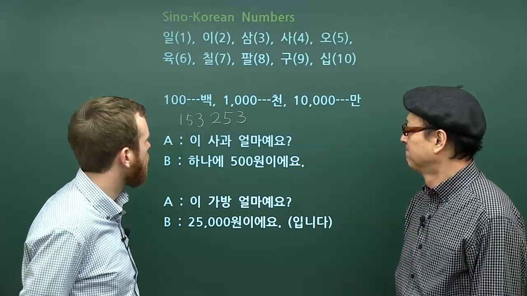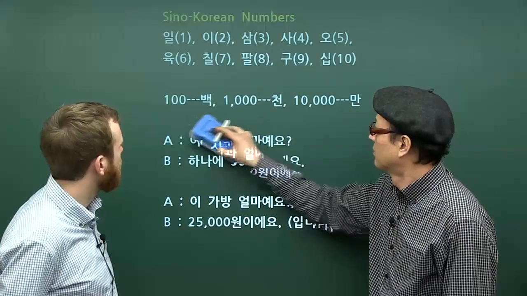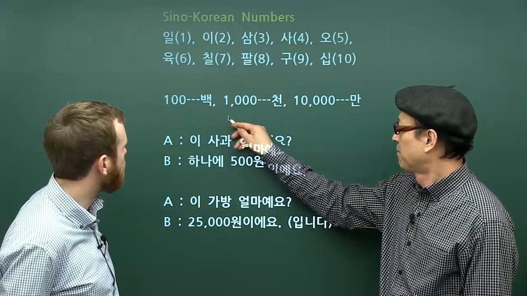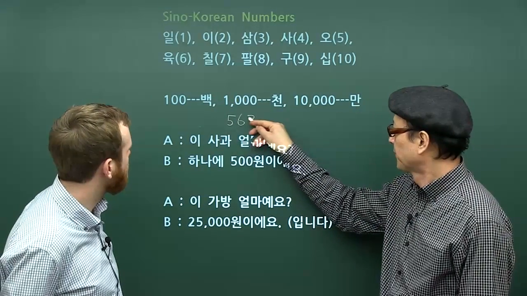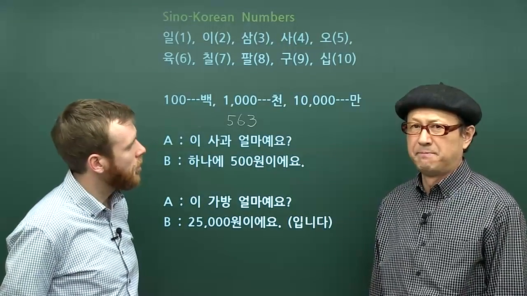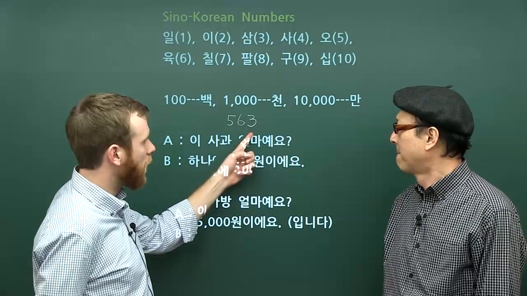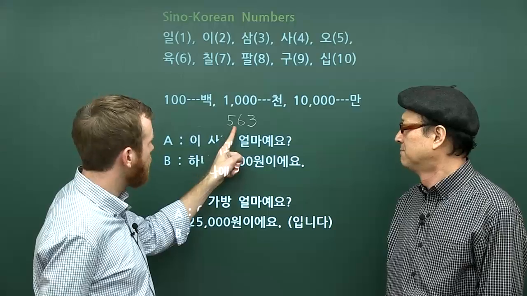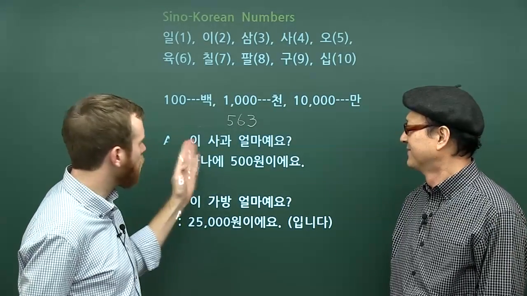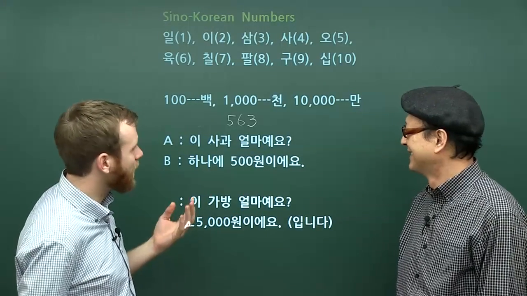Okay. Now let's try a couple more numbers with our hundreds here. So how about the number 563? Okay. 563. So again, from left to right, 500 is 오백, 60 is 육십, and 삼. So reading from left to right, pretty simple. Should we make things a little more difficult?